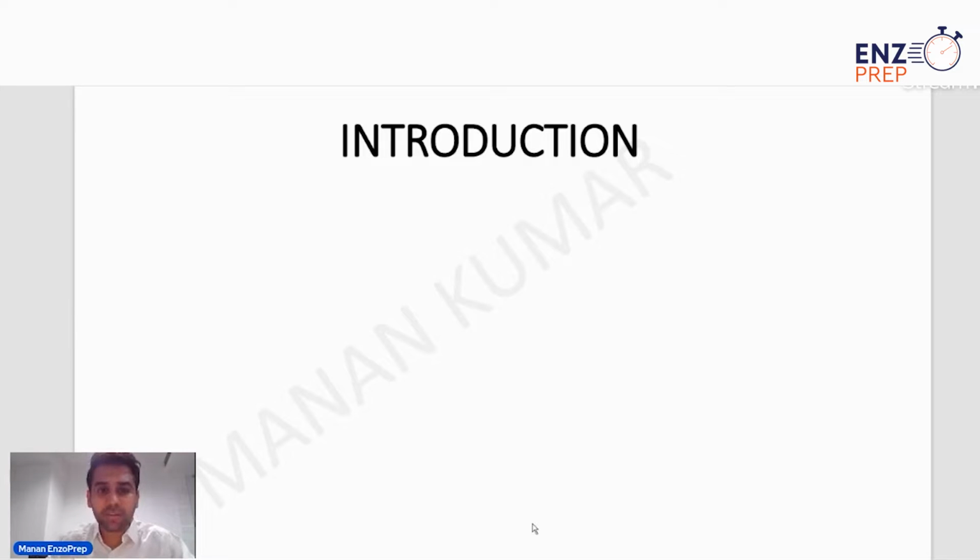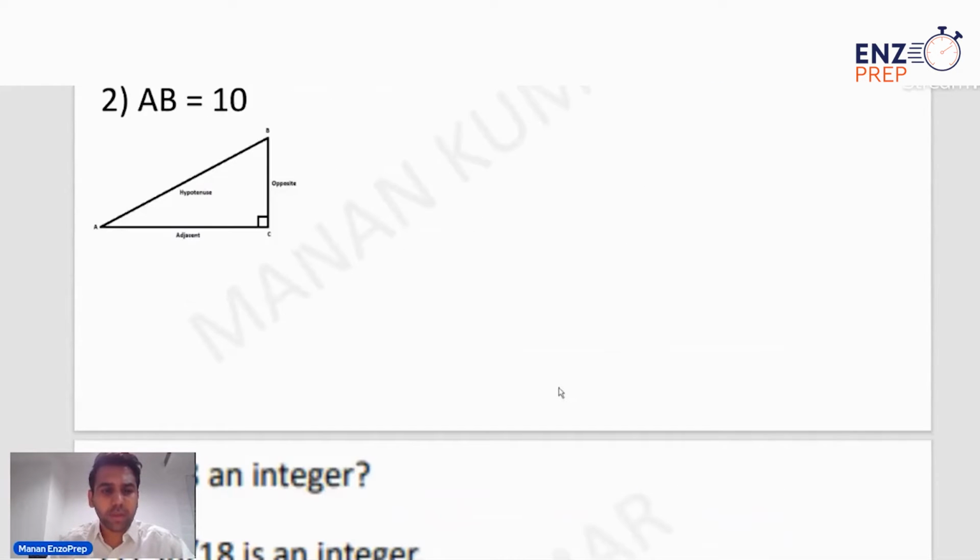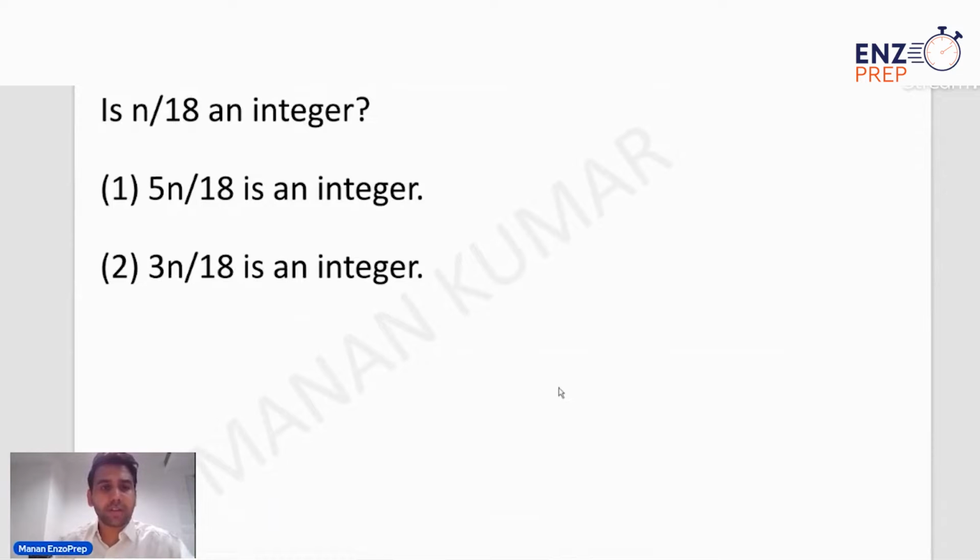I'll be taking a few questions that don't require any background whatsoever. For instance, if you look at this question right here: is n by 18 an integer? It says 5n by 18 is an integer. So the question that you should ask yourself is, if this information is true, that 5n by 18 is actually an integer, is it really necessary that n by 18 has to be an integer?